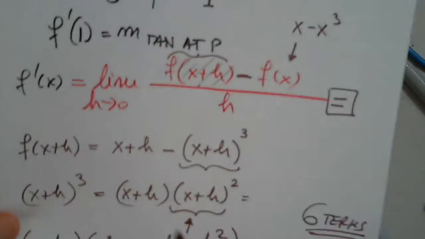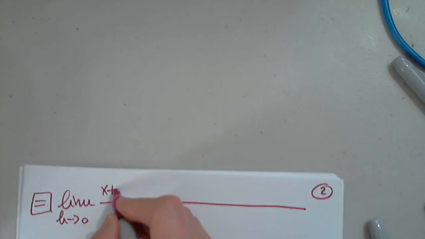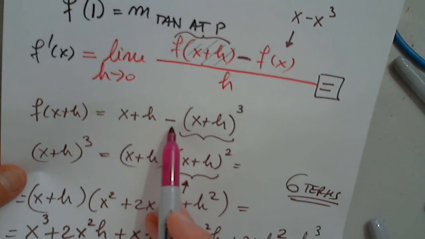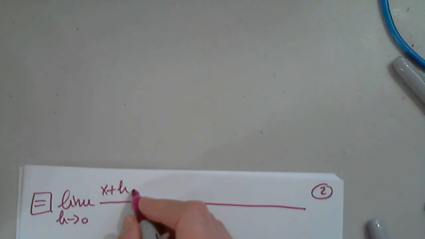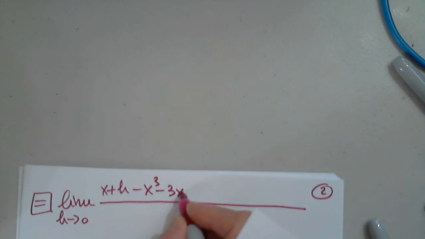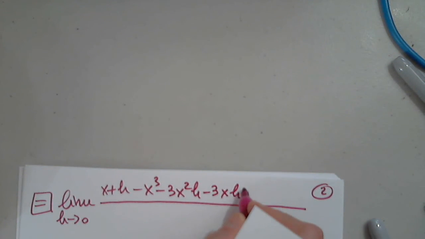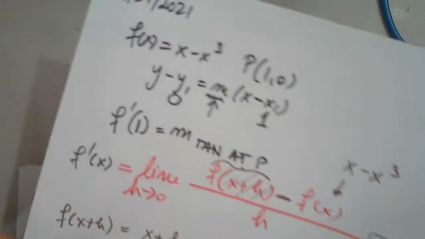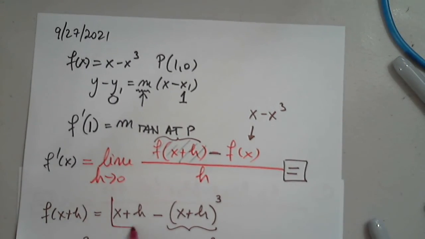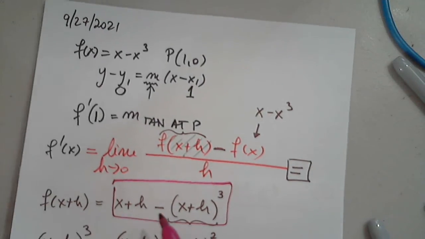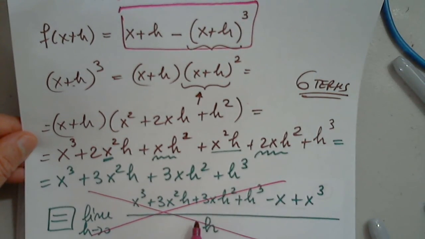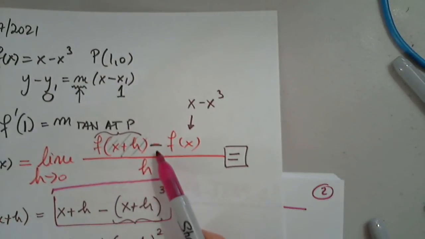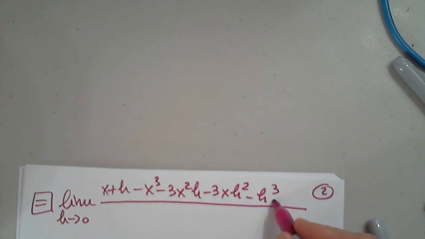So I have to copy x plus h first. Then I have to put the minus in front of all this, and it will change all signs to the opposite. So negative x cubed, negative 3x squared h, negative 3x h squared, and minus h cubed. And now finally I have this piece. This is it. The x plus h minus all this, which is here. So sorry about that. Now minus x plus x cubed.